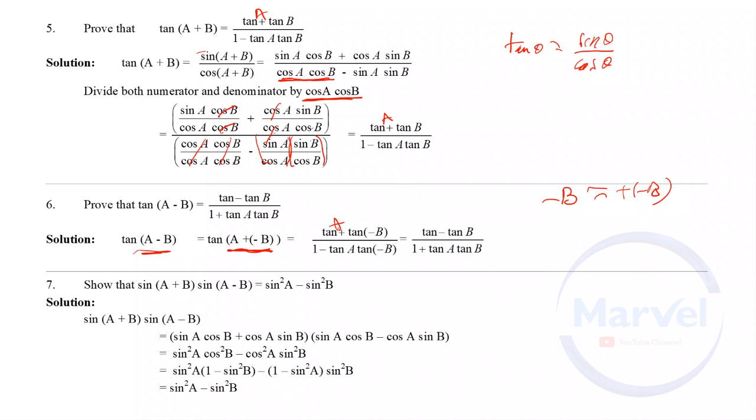What is tan of minus theta? Since tan theta is an odd function, tan of minus theta equal to minus tan theta. Hence this becomes tan a minus tan b by 1 plus tan a tan b, since tan of minus b is minus tan b. Here it is minus sign, therefore minus sign, but here it is opposite sign. So 6 formulas over. The 5th formula tan a plus b, and the 6th formula tan a minus b.